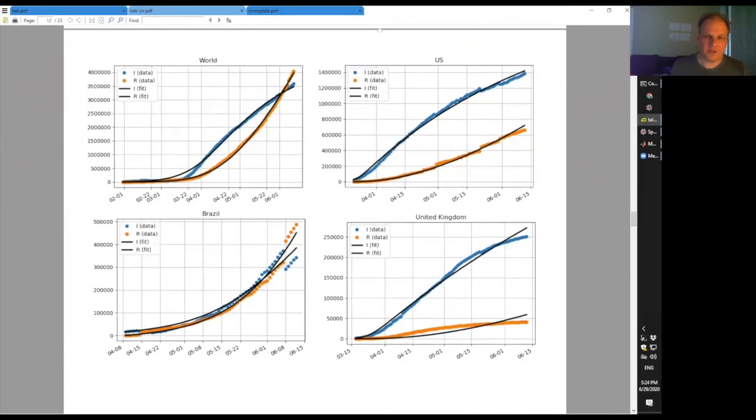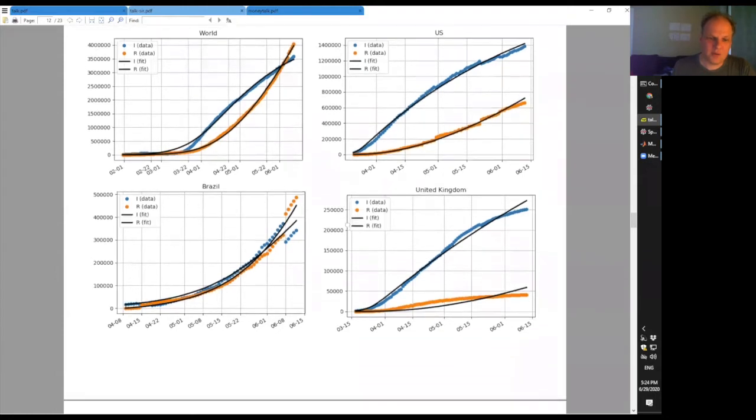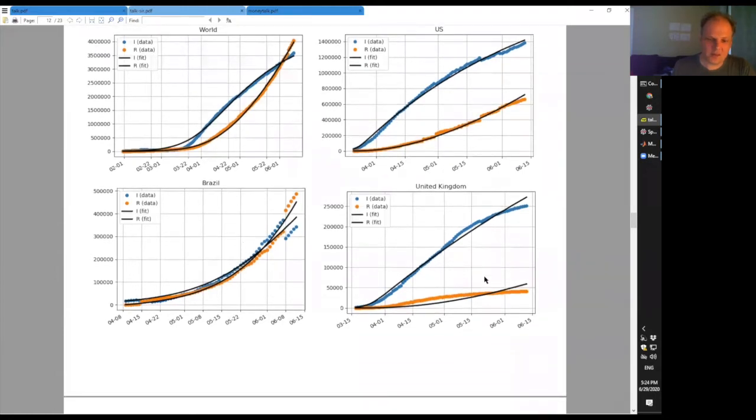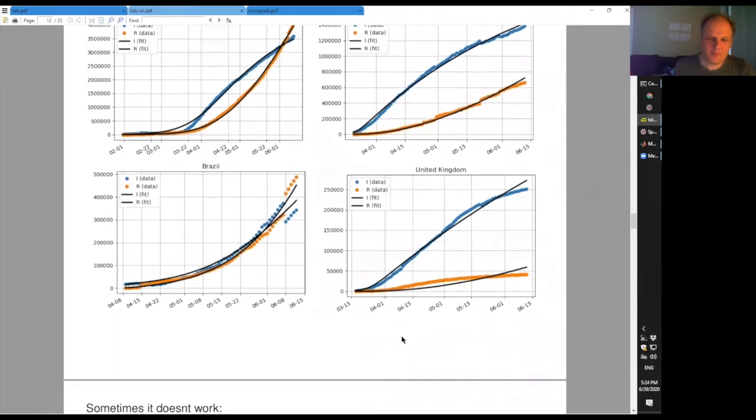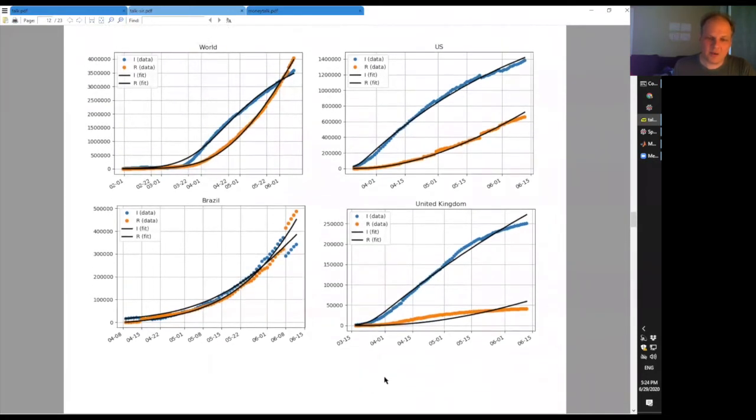This first picture is the world data, all of this is up to June 13th. The infected is shown in a blue curve, and then this black curve is the fit from the saturated model. So this matches the infected as well as the recovered individuals. The US data also works pretty well. Brazil, United Kingdom. But it doesn't always work.